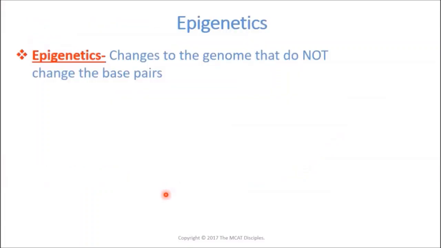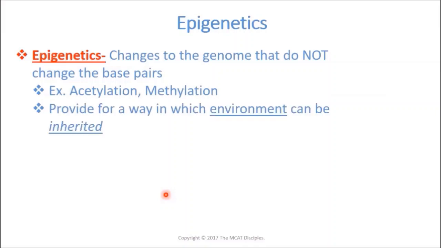I'm just going to do a review about epigenetics. Epigenetics are changes to the genome that do not change the base pair. That's essentially what we just went through. For example, acetylation and methylation of the DNA provide a way in which the environment can be inherited. However, most of the time when you get methylation of the DNA in the genome, it's not passed down from parent to offspring. However, some genes are, and those are the genes we're going to go through next.